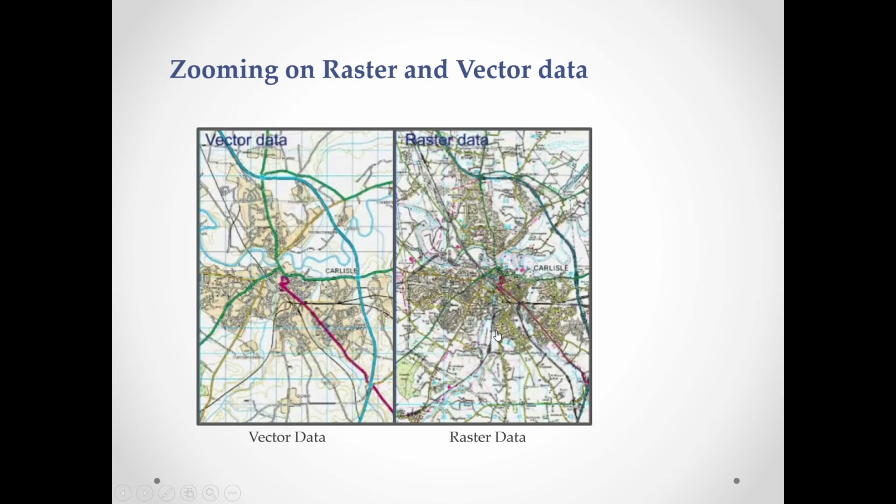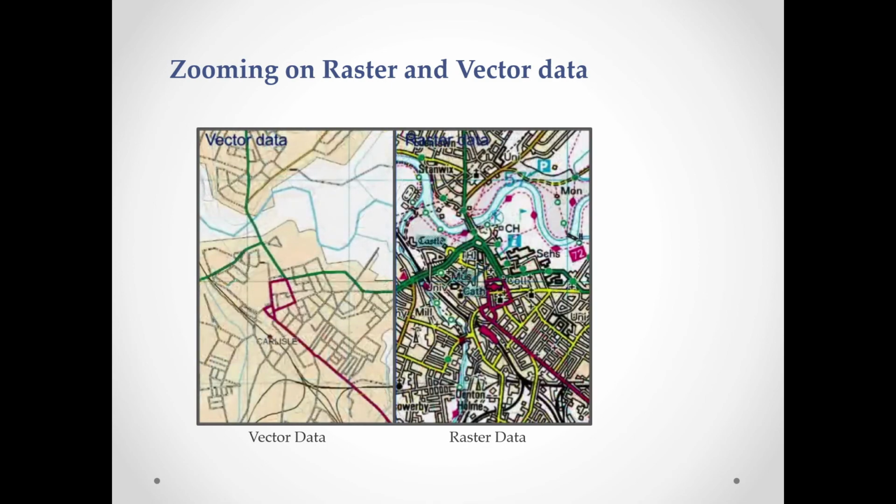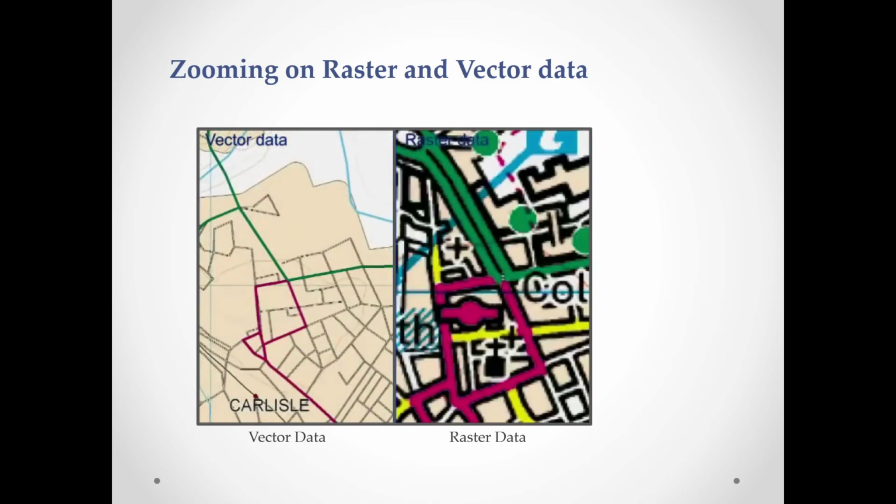Zooming on raster and vector data, you can visualize these two representations of the map and see which map represents more accurately as compared to the other. Let's see the video. You can see the zooming.